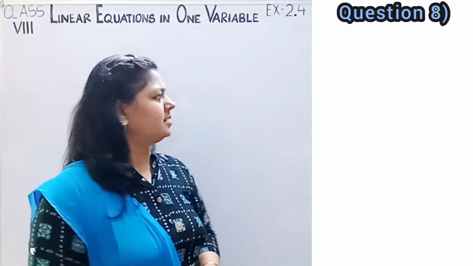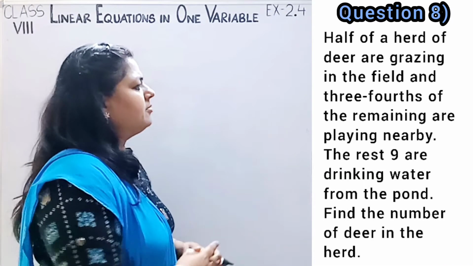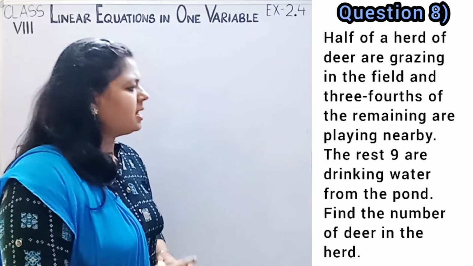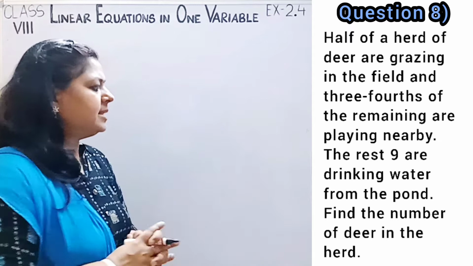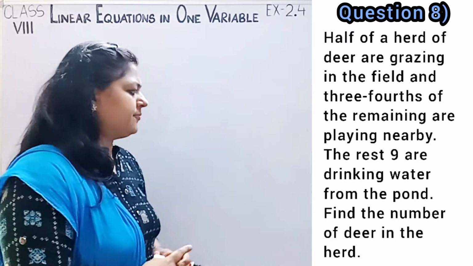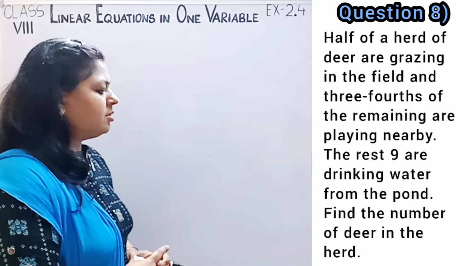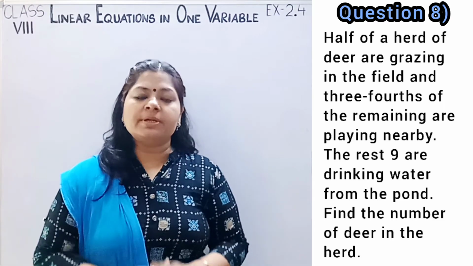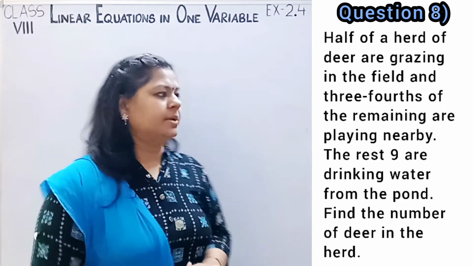Question number 8. Half of a herd of deer are grazing in the field and 3/4 of the remaining are playing nearby. The rest 9 are drinking water from the pond. Find the number of deer in the herd. So here we have to find out the total number of deer in the herd.